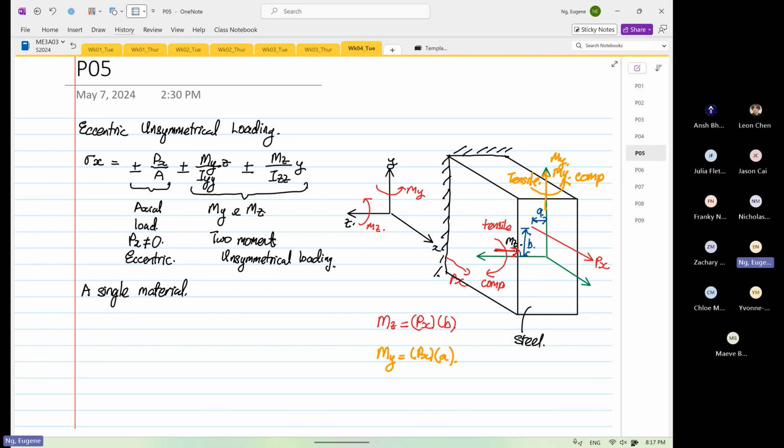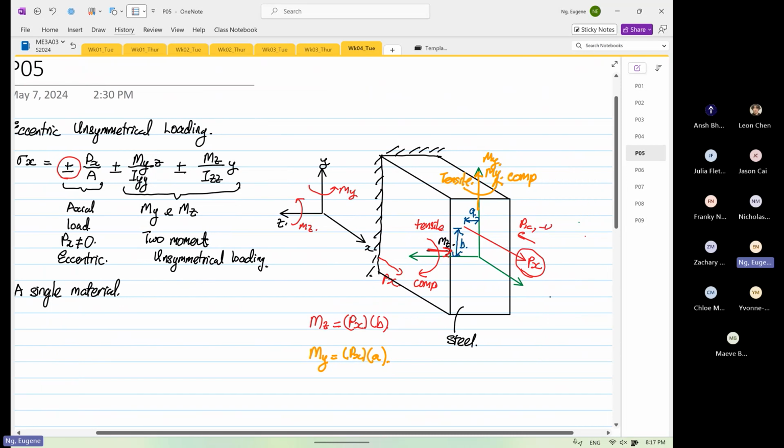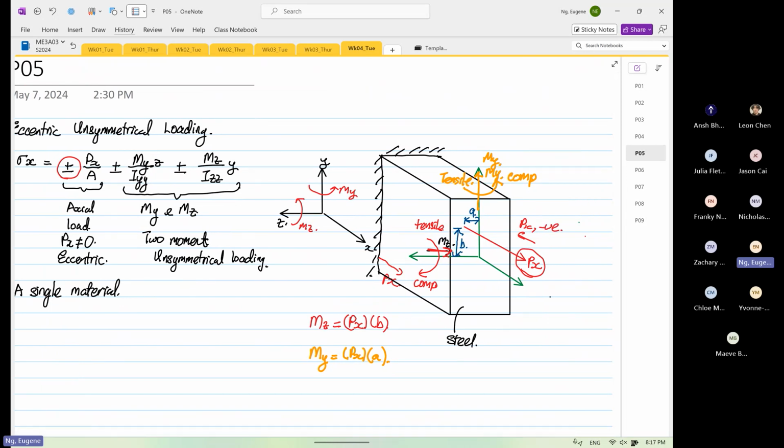So the formula is really straightforward. Now, when is it positive, negative? When it's pulling out, like it is now, it's in tensile. If the arrow is reversed, Px is then going to induce what? Compression. Are we clear? If it's pulling out, it's in tension.